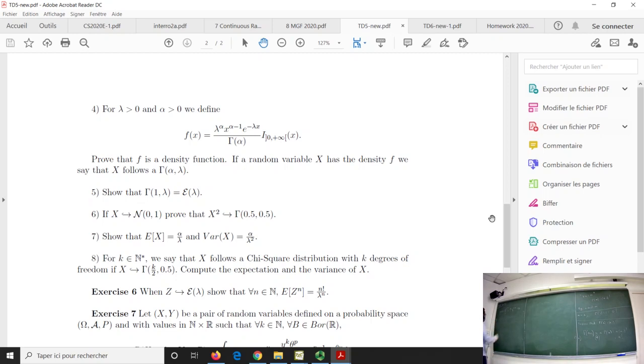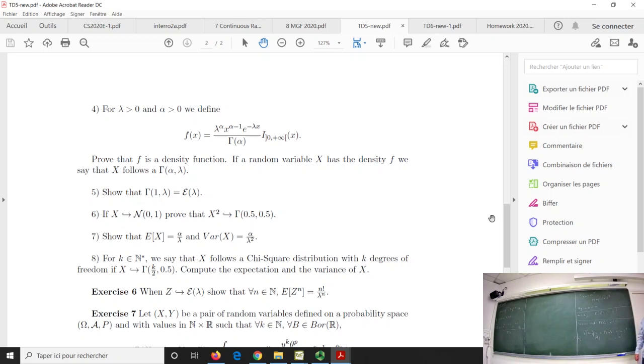For lambda strictly positive and alpha strictly positive, we define f this way. So f of x is defined as lambda to the power of alpha, x to the alpha minus 1, exponential minus lambda x, over gamma of alpha, times the indicator function that x is strictly positive. Okay? That's exactly what I have written at the beginning of question 4.